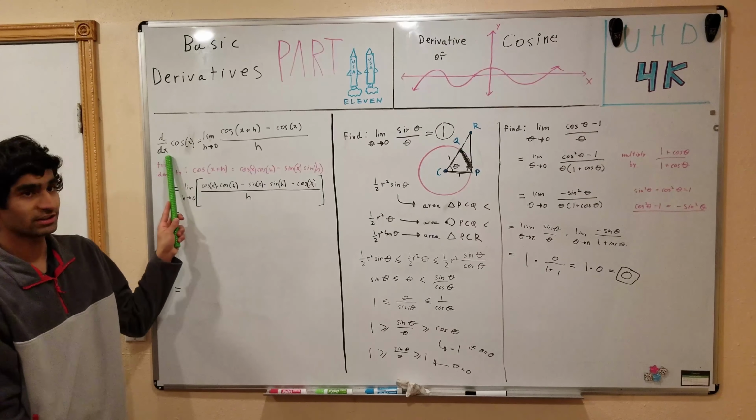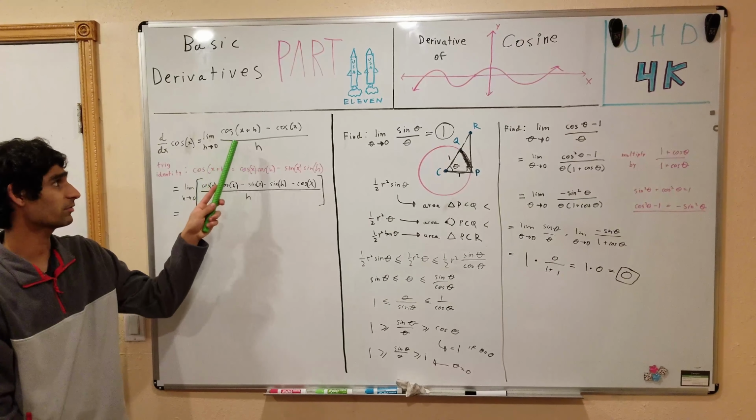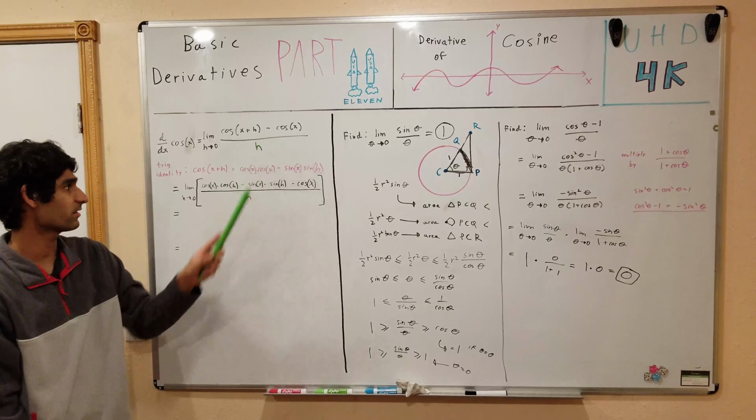We have our limit definition up here. d over dx of cosine of x is equal to the limit as h approaches 0 of cosine of x plus h minus cosine of x divided by h.